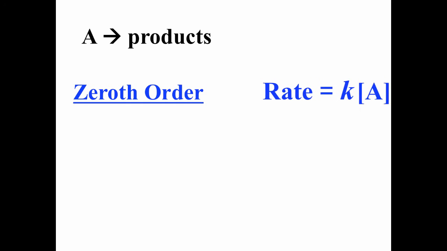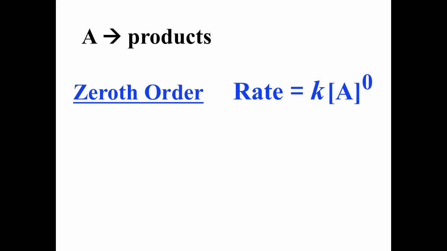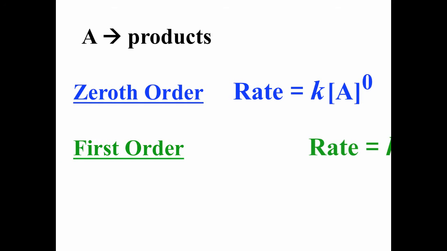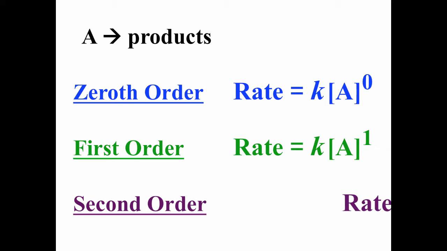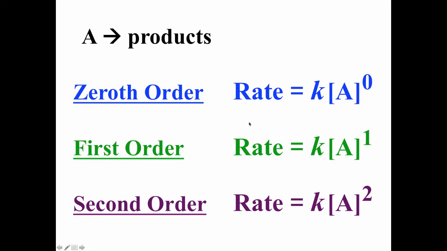Now, if we have one reactant, A, makes products, in our constrained Chem 1B universe, we can either have a zeroth order, or a first order, or a second order reaction, and the rate laws are as shown. Rate equals k times A to the zeroth power, or rate equals k times A to the first power, or rate equals k times A to the second power.